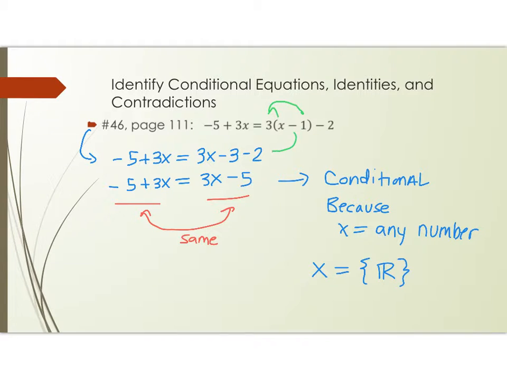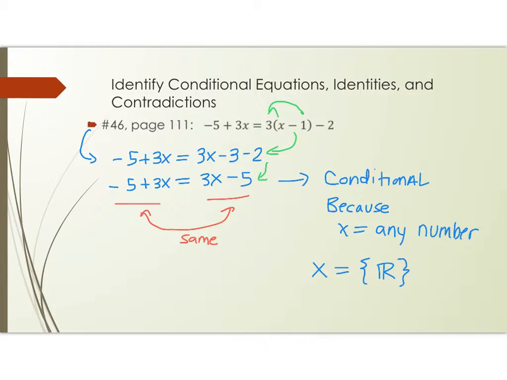and of course we're going to leave the negative 5 plus 3x alone, and we get 3x minus 3 minus 2. We can combine like terms, and we get 3x minus 5 on this side of the equation. But you'll notice it's the same on the left-hand side of the equation, minus 5 plus 3x.